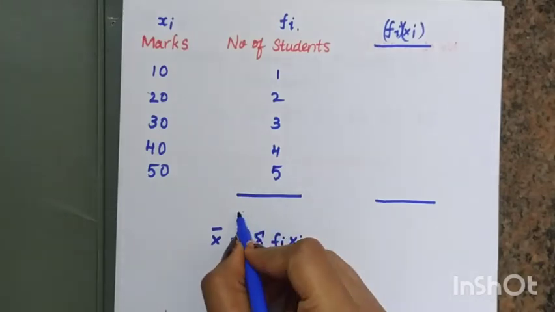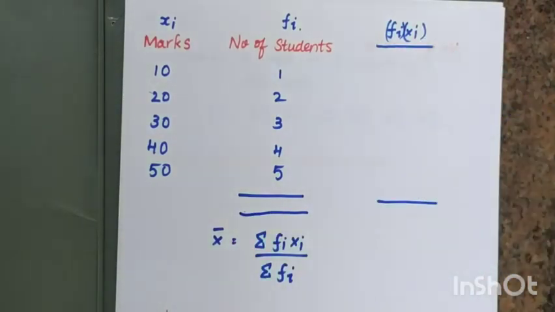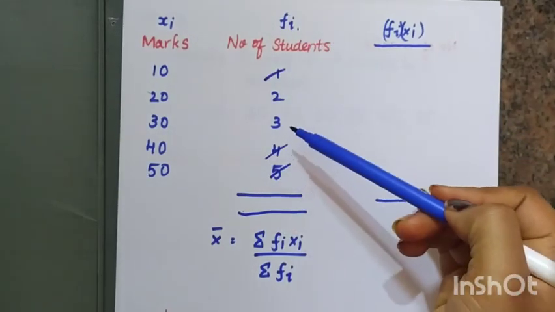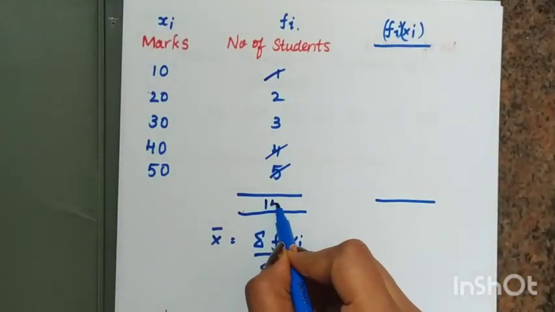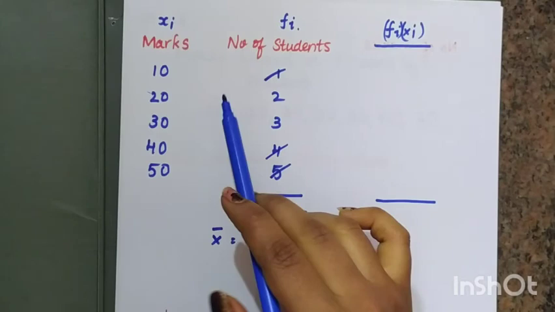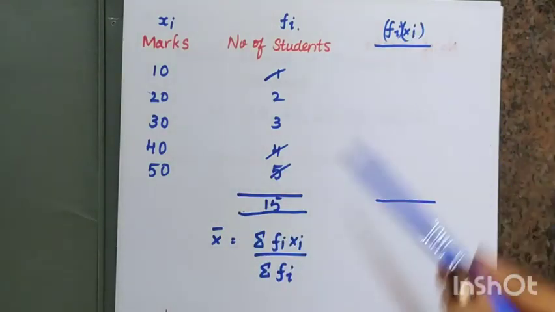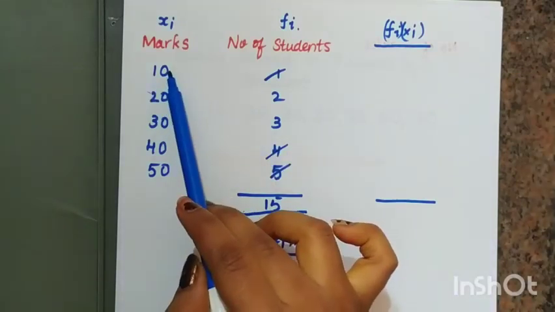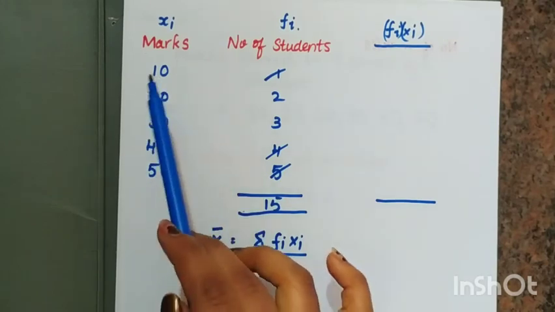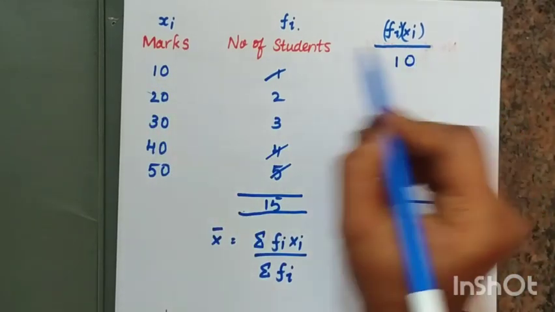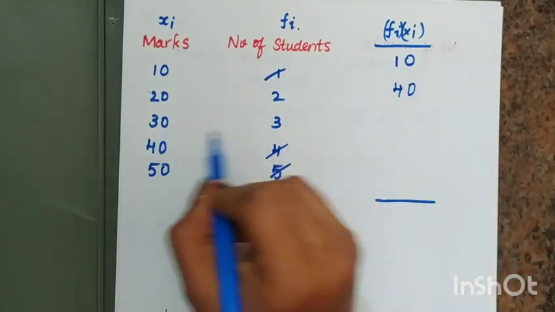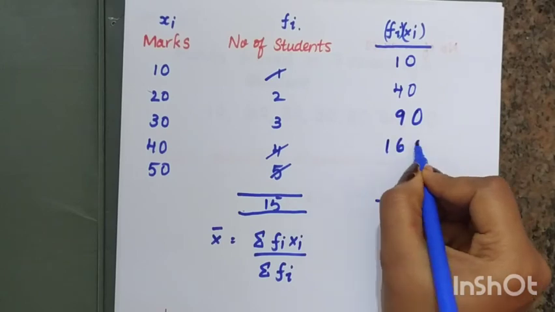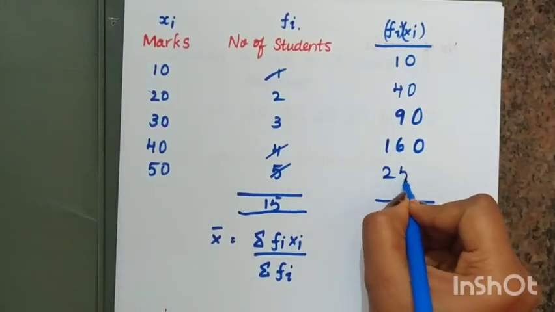Now what is sigma Fi? Sigma in the sense add all the values. 5 plus 4 is 9, 9 plus 1 is 10, 10 plus 3 is 13, 13 plus 2 is 15. So sigma Fi is 15. And now you have to calculate sigma Fi into Xi. Before that, you are supposed to calculate Fi into Xi individually. That means 10 into 1 is 10, 20 into 2 is 40, 30 into 3 is 90, and 40 into 4 is 160, 50 into 5 is 250.